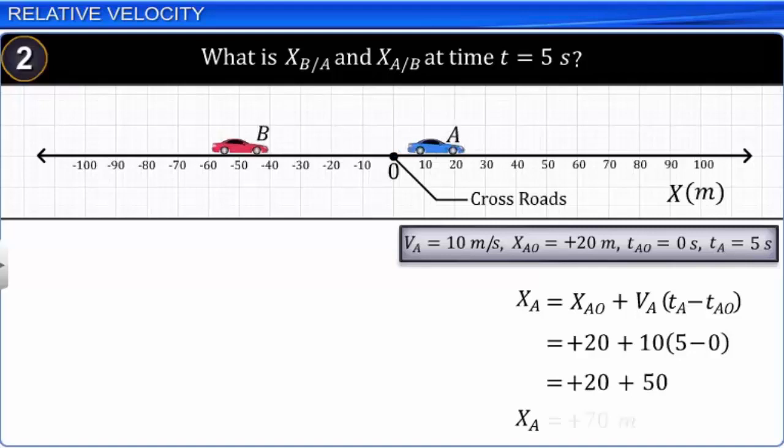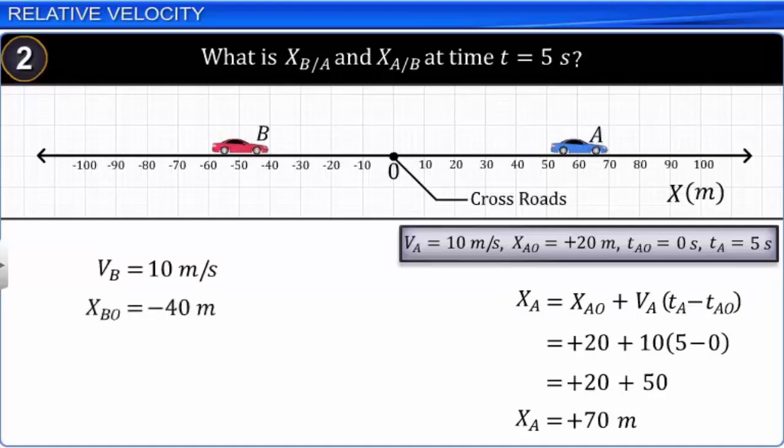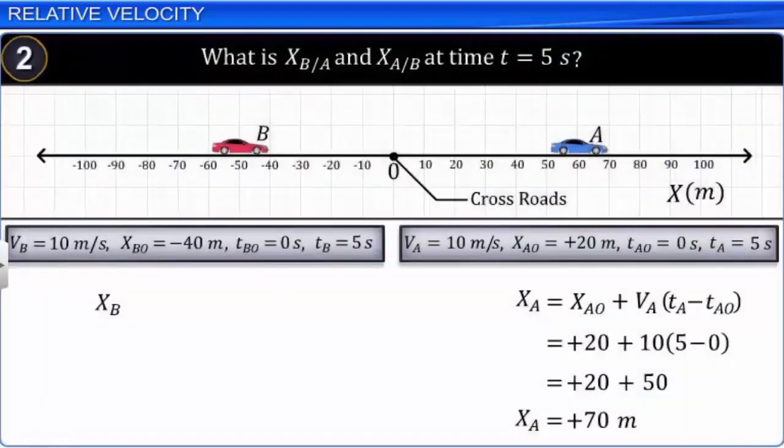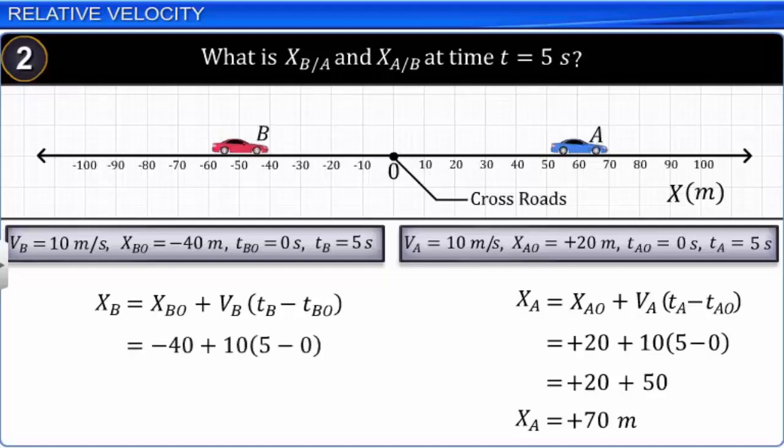Calculating for xB, here vB is equal to 10 meters per second. xB0 is equal to minus 40 meters. tB0 is 0 second and tB is equal to 5 seconds. xB is equal to xB0 plus vB into tB minus tB0. On substituting and simplifying, we get xB equal to plus 10 meters. Now, calculating for xB/A, which is equal to xB minus xA.